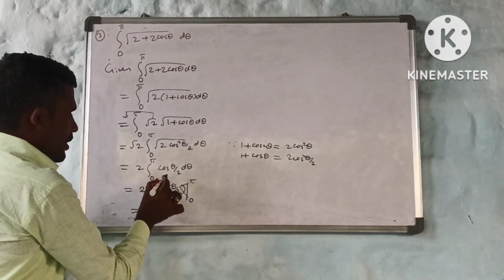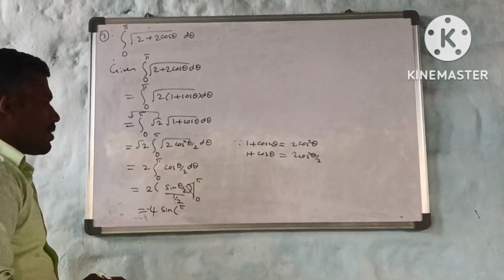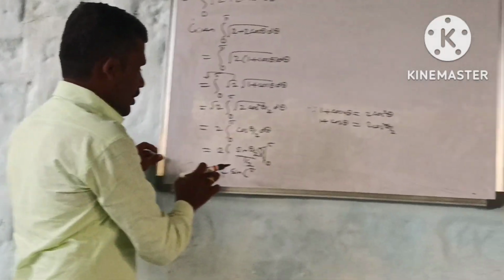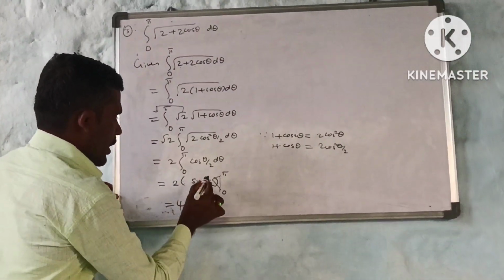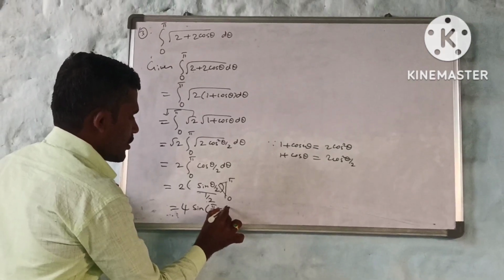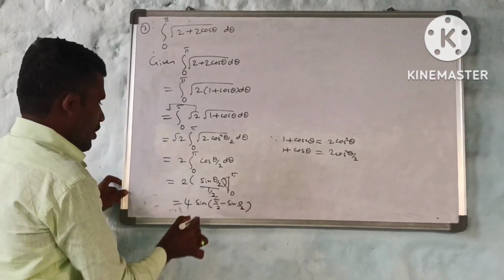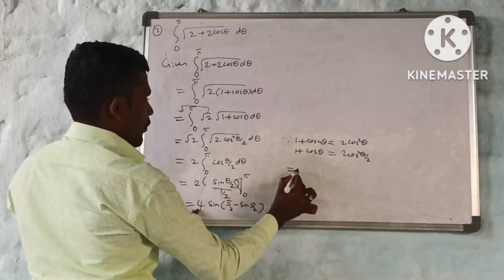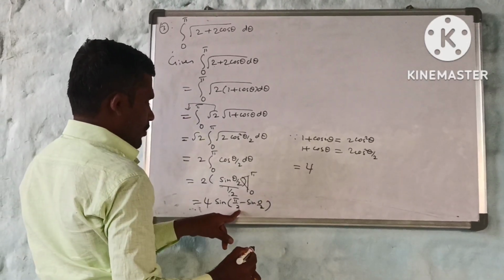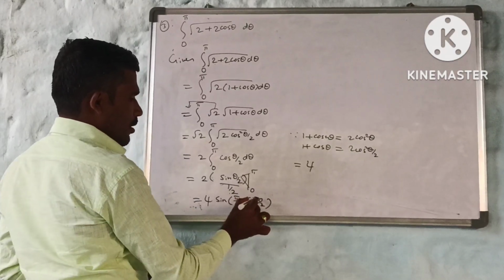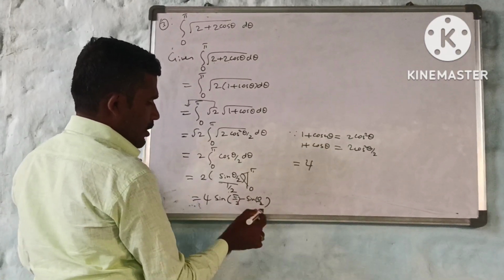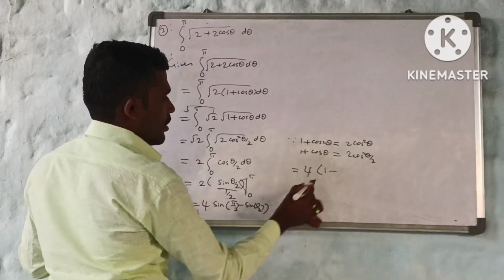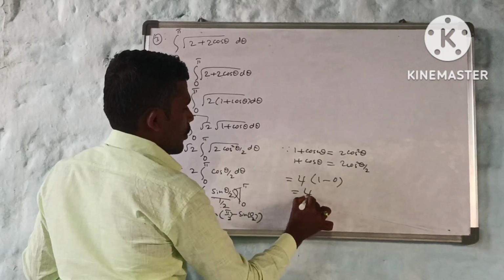Cos integration is only sin. The derivative of cos is minus sin, but the integration of cos is only sin. So 4 times sin pi by 2 minus sin 0 by 2. Sin pi by 2 is sin 90, which is nothing but 1. And 0 by 2 is 0, so sin 0 is 0. Therefore 4 is the answer.